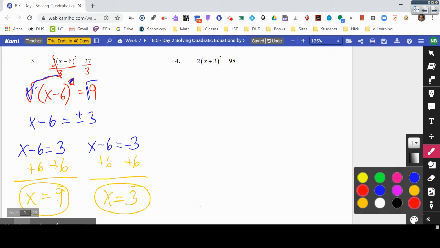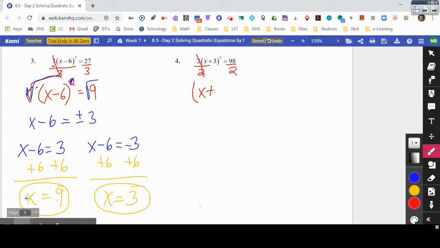All right, let's see what we did here. Example 4 says 2 times x plus 3 squared is equal to 98. Just like in example 3, you have to get rid of that number outside of the parentheses. So we're going to divide both sides by 2. And now we get x plus 3 squared is equal to 98 divided by 2, which is 49.